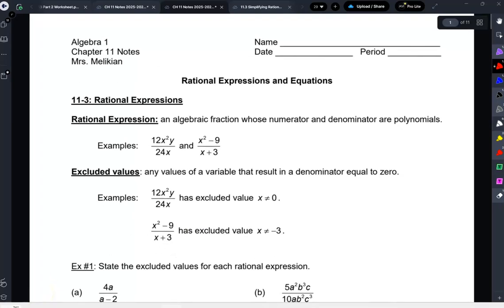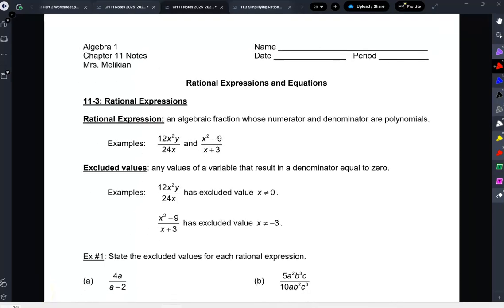All right, so we have learned what rational numbers are, right? So if I have, for example, 3/7, that's a rational number because it can be written as a fraction, all right? Now, if I have 3x/7y, now this is a rational expression because it is a fraction that has variables in there. All right, x's and y's.